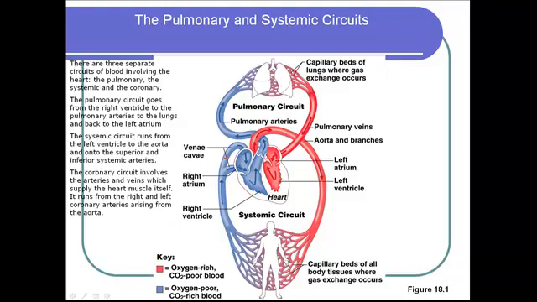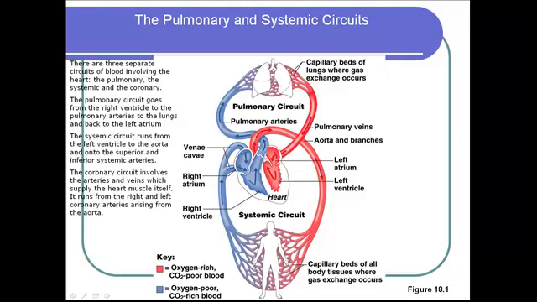So these are the two circuits. So that's a double pump. The right side is one circuit that goes to the lungs, so it's called the pulmonary circuit. The other side goes to the body, so it's called the systemic circuit. So we're dealing with three separate circuits of blood because we also have the flow of blood to the actual heart itself, the coronary circuit.